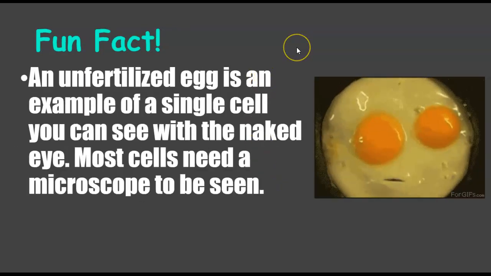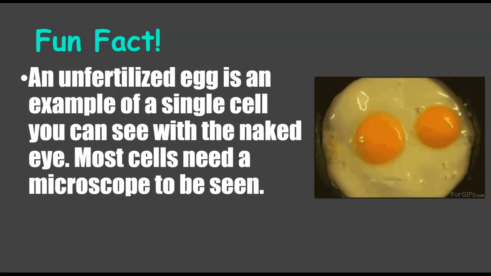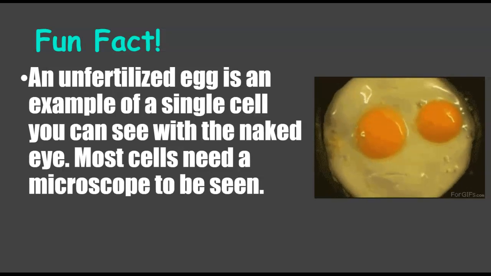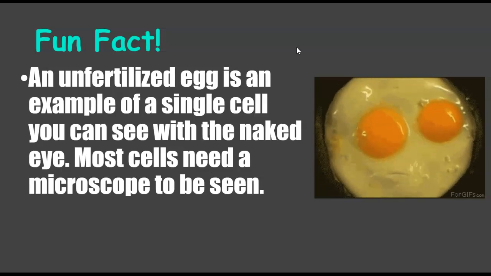All right, so here's a fun fact. We can see with our naked eye a unicellular example, which is an egg. When you open it up to make breakfast, you can see the single cell. Most cells that we could see are needed. You need to have a microscope to actually see it. Like the one I had a couple slides back, which was the amoeba. You need a microscope to actually see that.